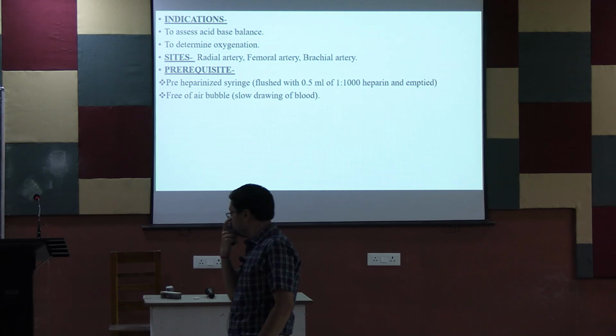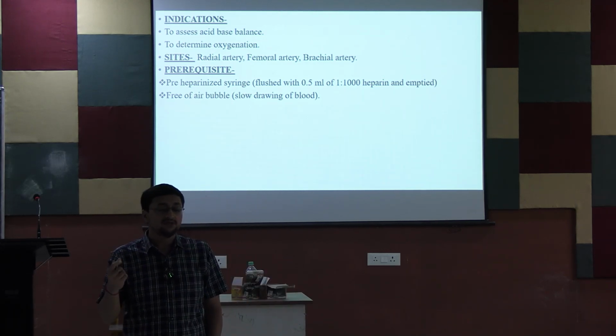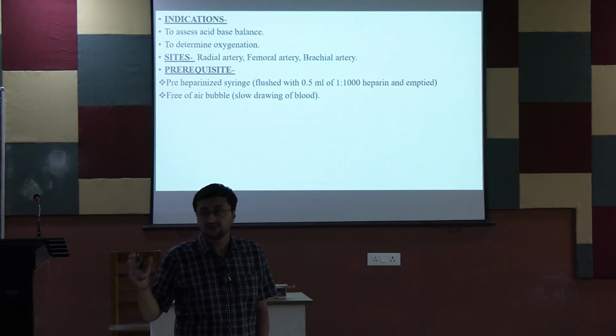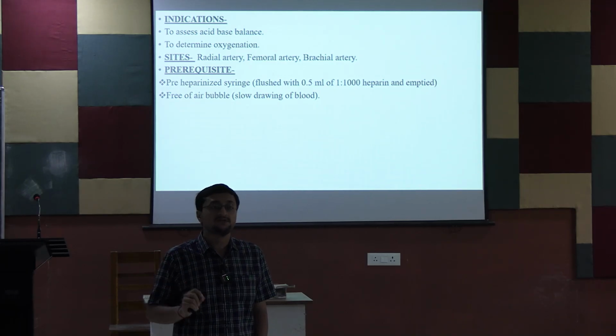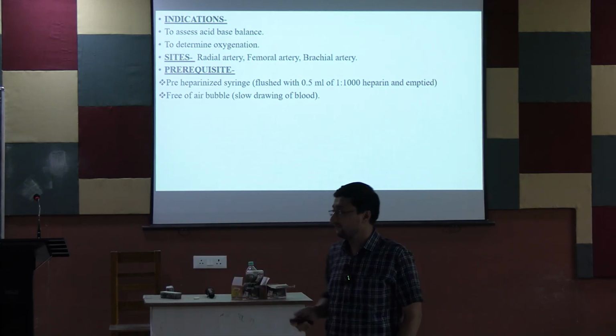Second one is to free the air bubbles. Why? Because if there are many air bubbles inside your ABG syringe, that may result in erroneous estimation of partial pressure of oxygen. Okay? Always free the air bubbles.